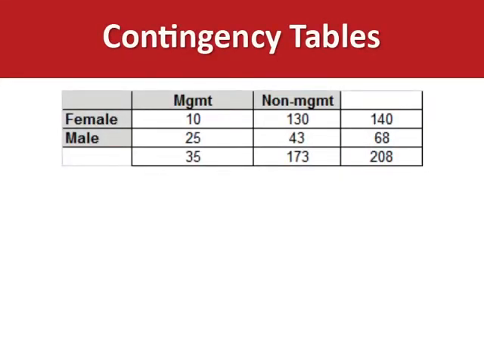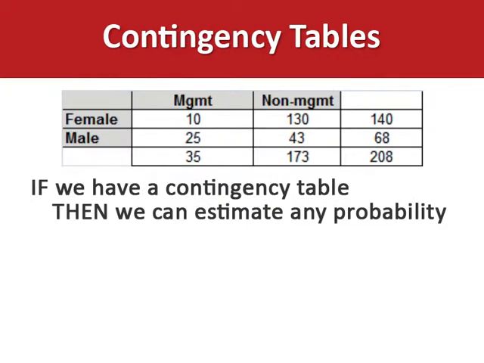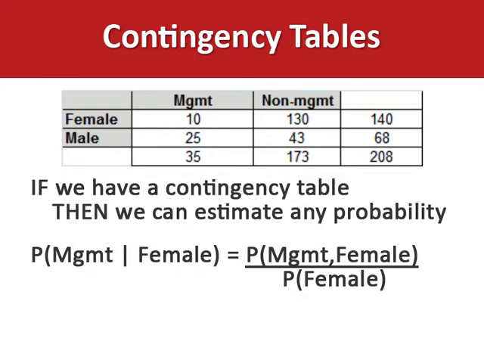One of the useful things about contingency tables is that once we have a contingency table, we can use the numbers in the table to estimate any joint probabilities or any marginal probabilities. So for example, say we want to know what is the probability that someone is in management given that we know that person is a female.